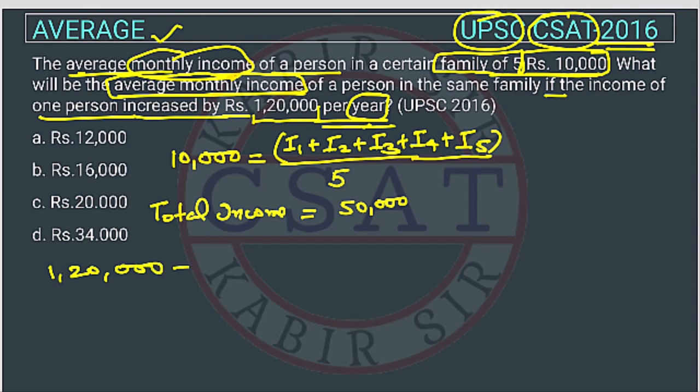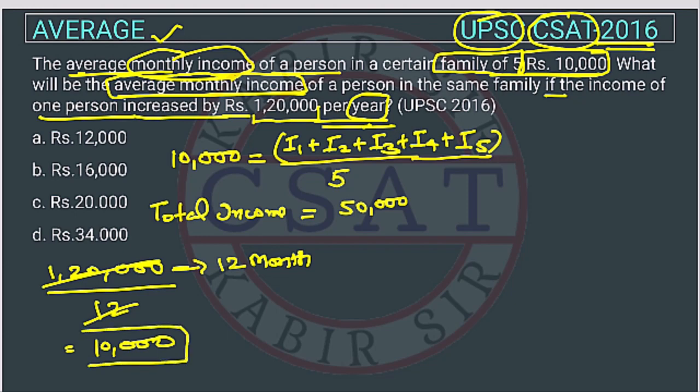So 1 year means in 1 year we have 12 months, right? So what's the salary increment for 1 month? We will divide it by 12, because this is the increment of 12 months, right? But now we have to calculate how much will be the increment in 1 month. So we will divide this by 12. So this will come out 10,000, right? So 10,000 is the increment per month. So now what will be the total income? Total income will be 50,000 plus 10,000.